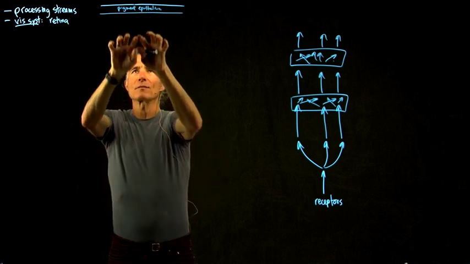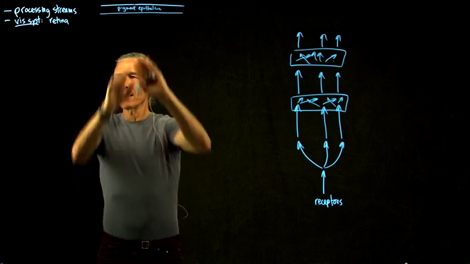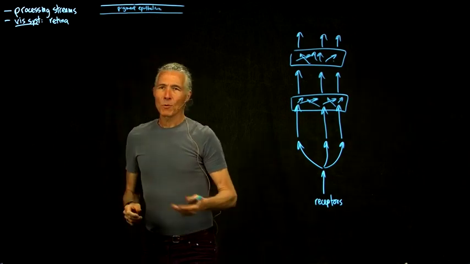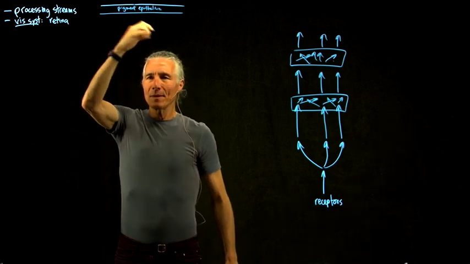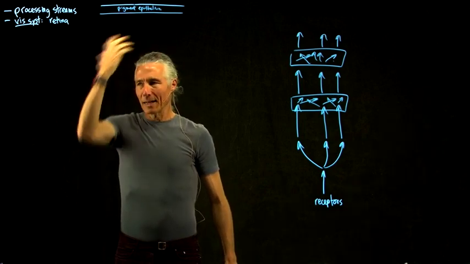The light goes through the circuitry in the retina, and then it hits the photoreceptors. And then any light that doesn't get absorbed by the photoreceptors gets absorbed by the pigment epithelium so that it doesn't reflect back.